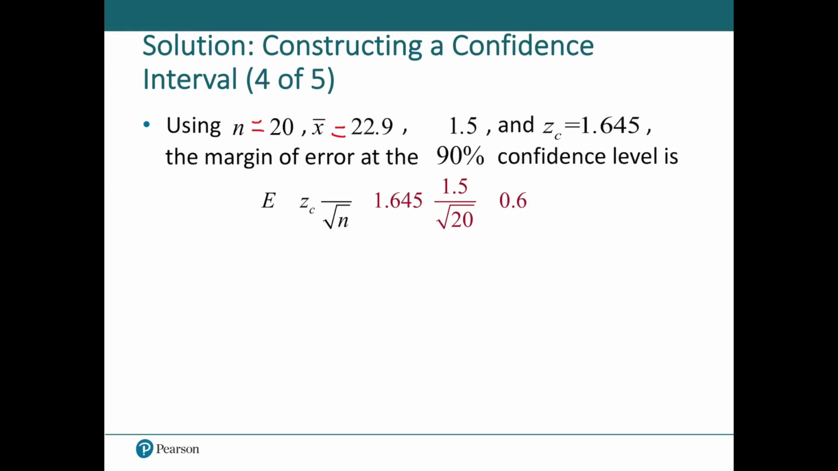So we're looking for a 90% confidence interval of the population mean age. So using n equal only to 20 and x bar equal to 22.9, and we also had our standard deviation given, sigma equaling 1.5, and from the 90% confidence level, you got 1.645. You may, if you prefer, use 1.65. I'll let you choose, but do not use 1.64.